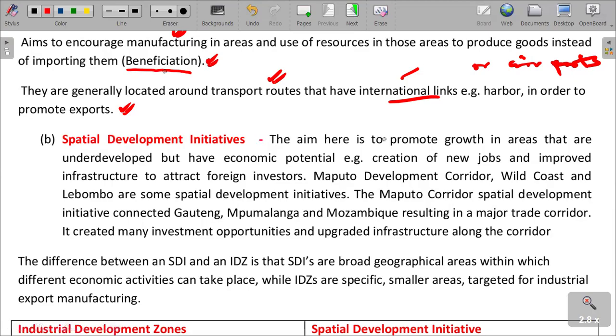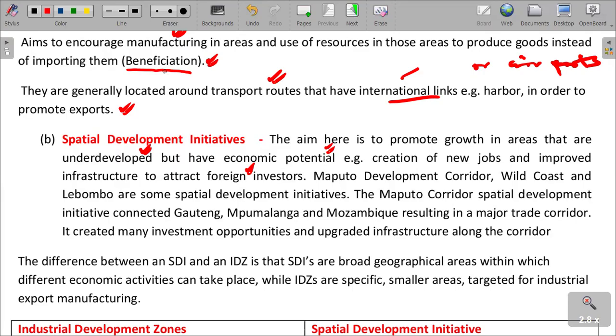The aim here is to promote growth in areas that are underdeveloped but have economic potential, for example, creation of new jobs and improved infrastructure to attract foreign investors. Foreign direct investment is very important. So it has to do with promotion of growth in areas that are underdeveloped but have economic potential.